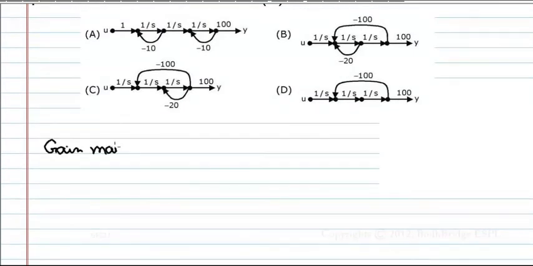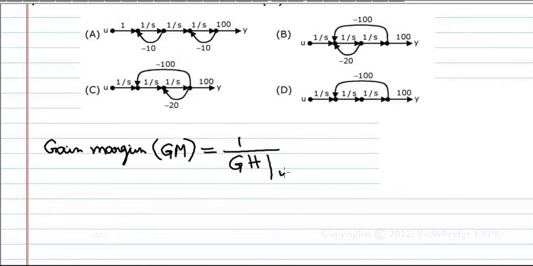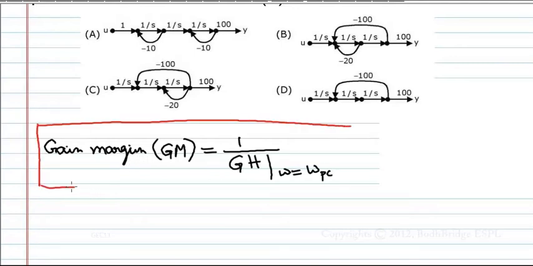First of all, note this. What is gain margin? I represent it by GM. Gain margin is equal to 1 by G into H at omega equal to omega PC. That is, gain margin is calculated at the phase crossover frequency. This is the formula for gain margin.